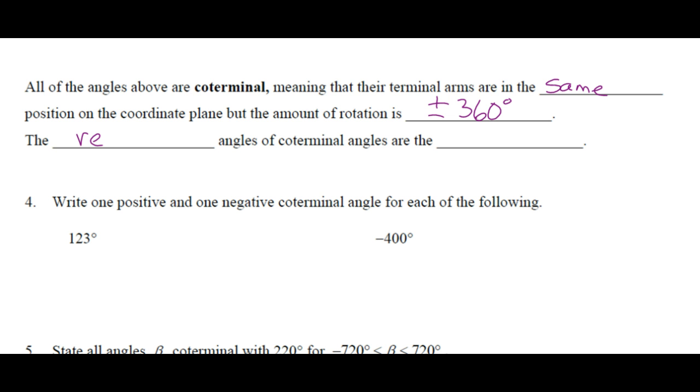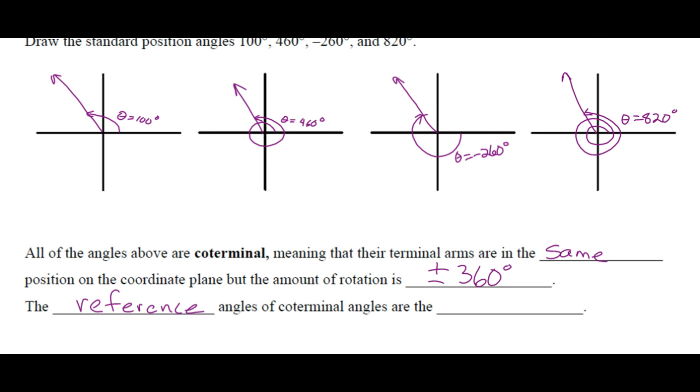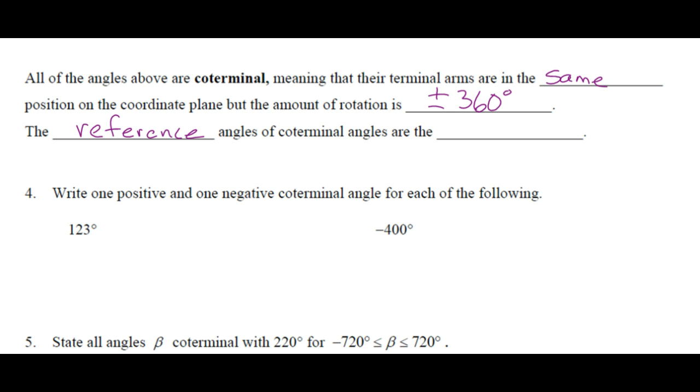What if we talk about the reference angles? What are the reference angles of all of these angles? They're all the same, right? They're all not 9, they're 80 degrees. Reference angles are 80 for each of these. Reference angles are all the same. So remember, a reference angle is just a positive acute angle, between 0 and 90, between the terminal arm and the x-axis.